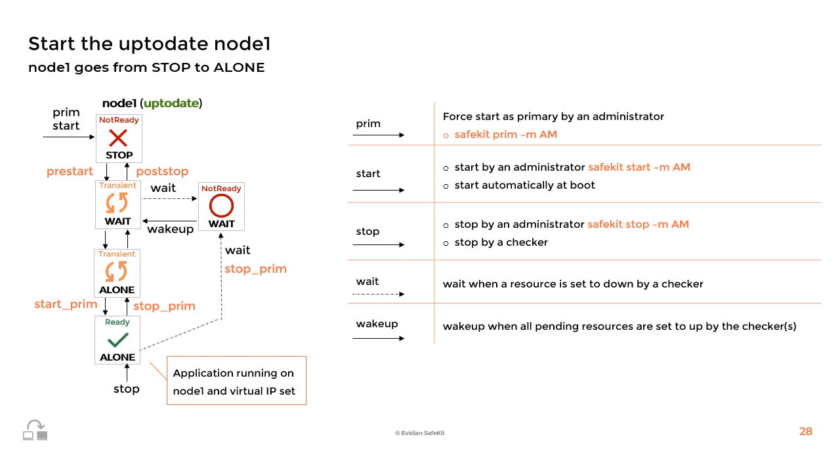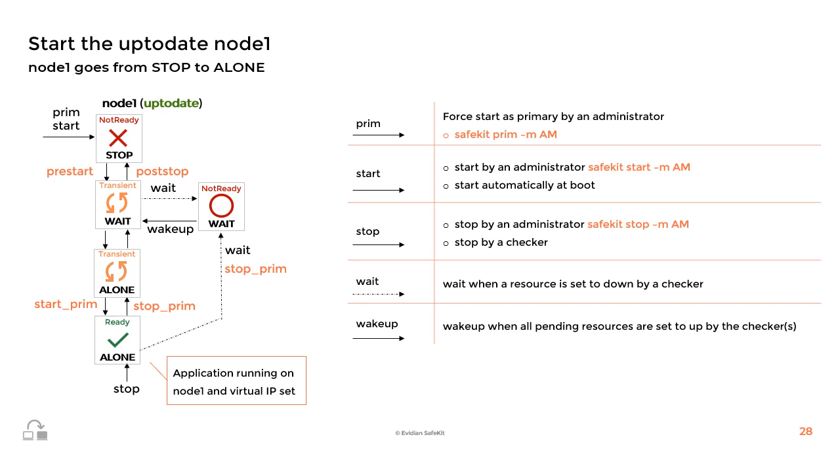Then, the start prim script is executed to start the application, and the state is alone orange. After the execution of the start prim script, the module is in the stable alone green state, meaning that the virtual IP is set and the application is running. The module can be put in the wait red state if a resource is set to down by a checker.